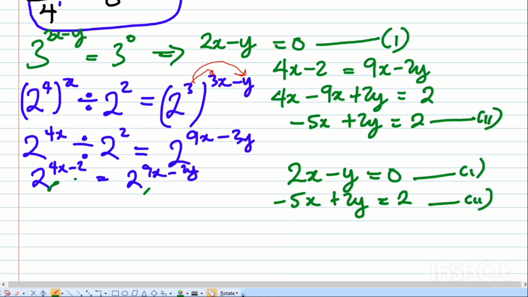To eliminate y, you see the coefficient of y in equation 1 is 1, and the coefficient of y in equation 2 is 2. I hope you can see that clearly now. So that means we are going to use the coefficient of y in equation 2, which is 2, to multiply equation 1, and we'll use 1 to multiply equation 2. So that's how to do it, so that the coefficients will be the same.